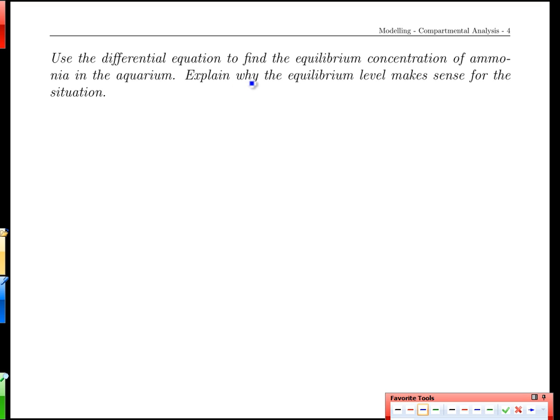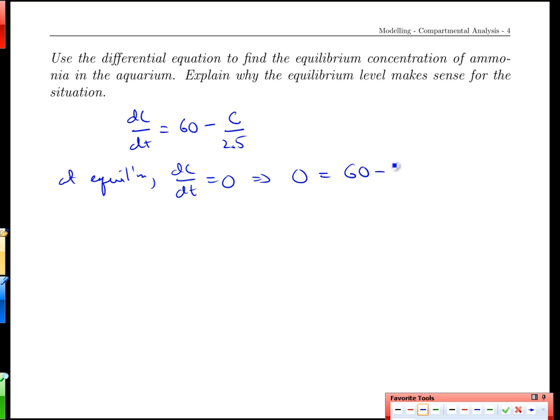Let's look for the equilibrium and see what happens there. dc dt is 60 minus C over 2.5. Rate of change of concentration is 60 minus the actual concentration currently over 2.5. At the equilibrium, what can we say? Well, that's a concentration that's constant or not changing, so its derivative is 0. And that tells us that 60 minus C over 2.5 equals 0. And if we solve this around, we'll get 60 times 2.5, which is better known as 150 grams per meter cubed.